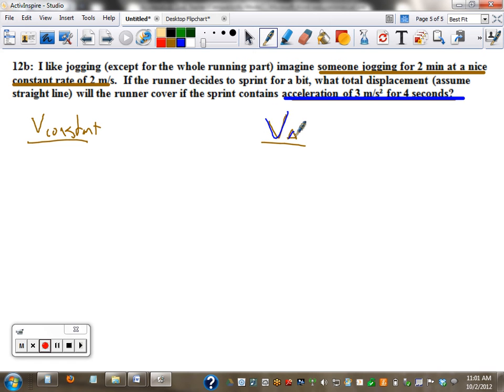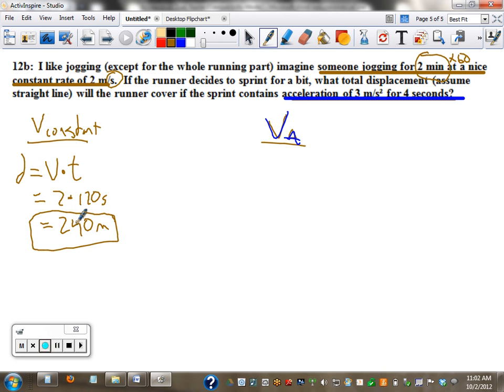This should be blue. For the velocity constant, I can use this formula. And you can only use that formula if velocity is constant. So that means we have distance equals velocity, which is 2, times 2 minutes, which needs to be in seconds because this is in meters per second. So that's 120 seconds, minutes times 60, equals 240 meters. That's part 1. Nice. Now part 2.